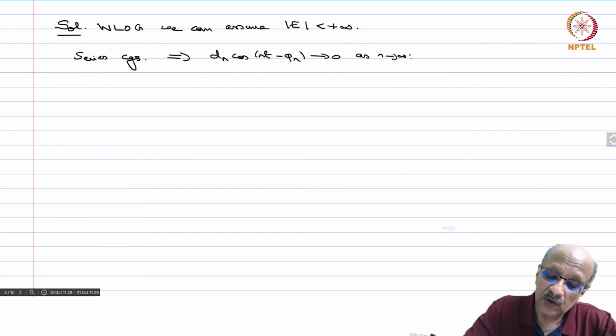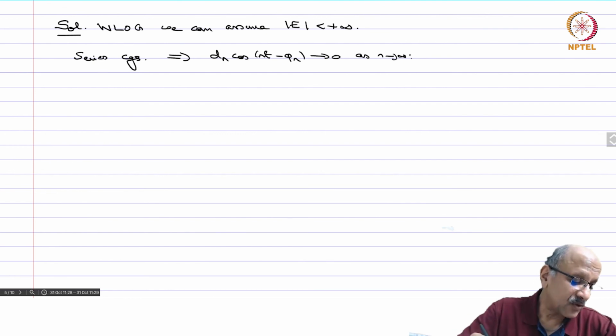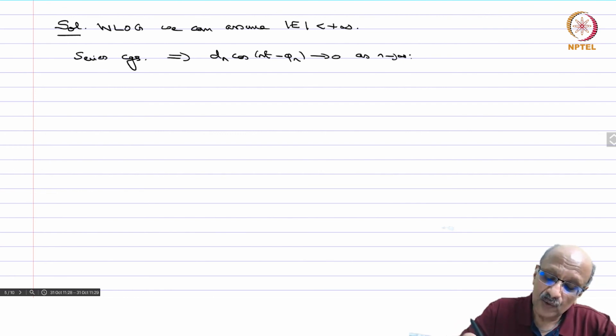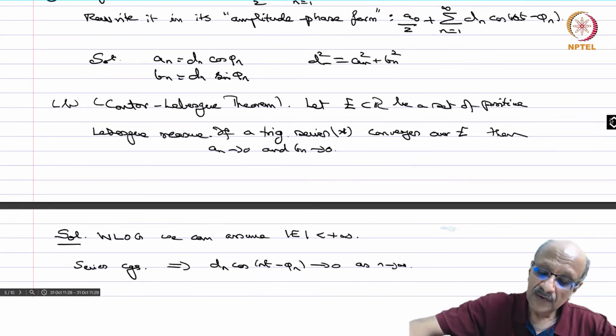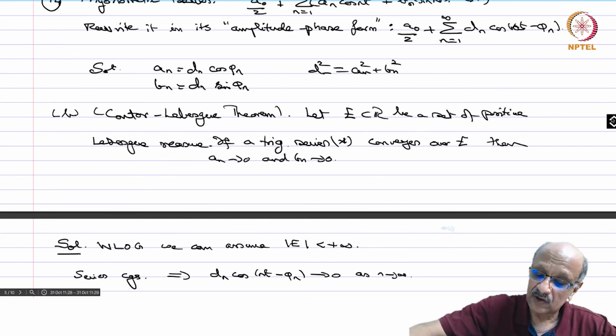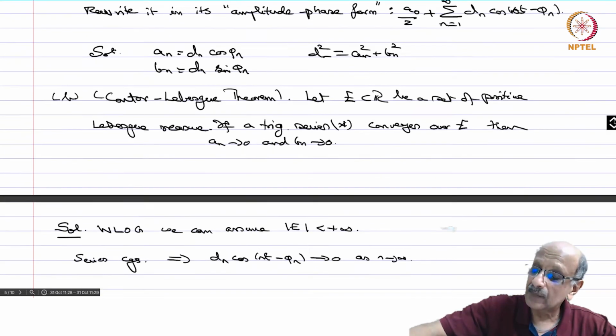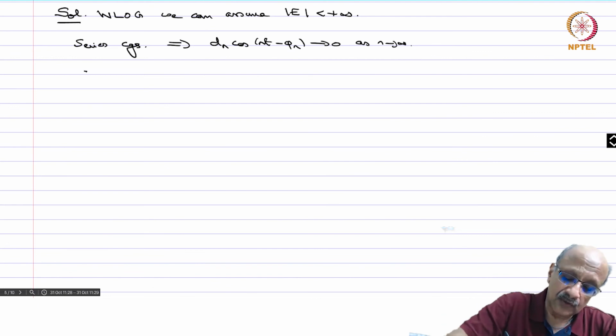That is why we wrote it as one term, because we had two terms. Now we combine it and wrote it in amplitude-phase form, so there's only one term, and so the general term has to go to 0. So dn cos(nt minus phi n) has to go to 0. This can happen in two ways. Either dn can go to 0, and if dn goes to 0, we are through, because dn square is an square plus bn square. So if dn goes to 0, then an and bn automatically go to 0. So this is what we need.